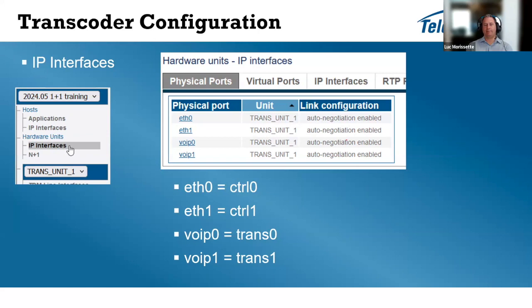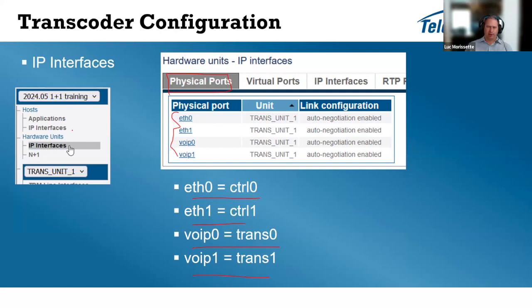Once the unit has been detected, you will then be able to see the IP interfaces of that unit. If you click on the IP interfaces, you need to select physical ports here. You will see these ports. You have nothing to do there. These ports are automatically added to the system. They will be on the same network as your control network of the ProSBC, and the VoIP ports will be your transcoding ports.